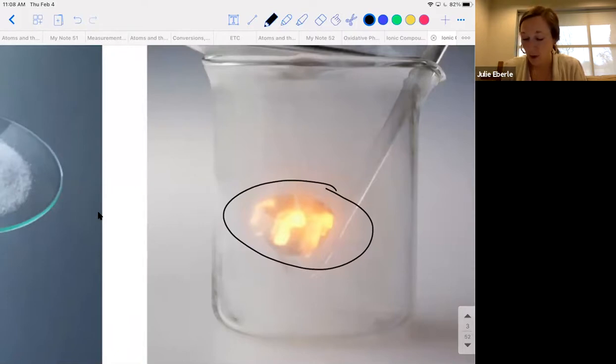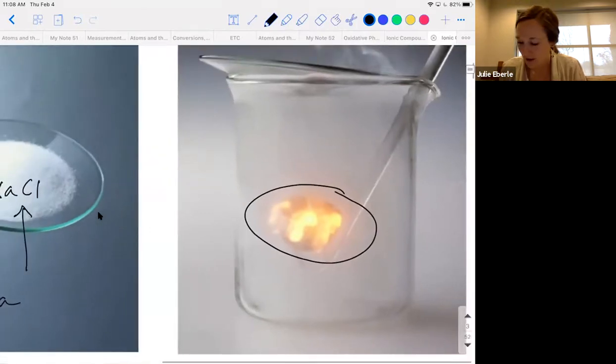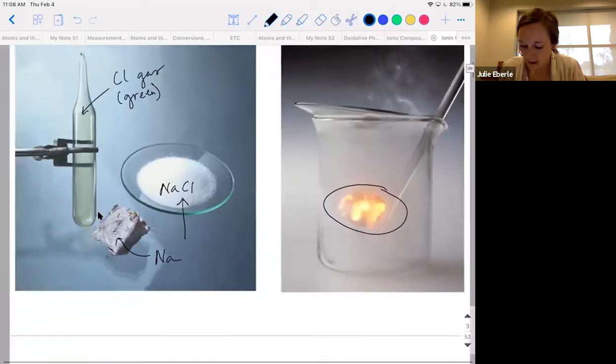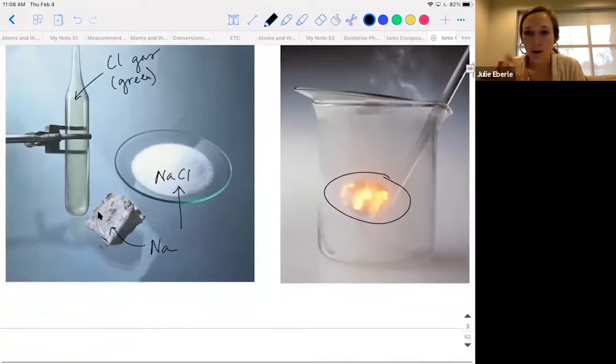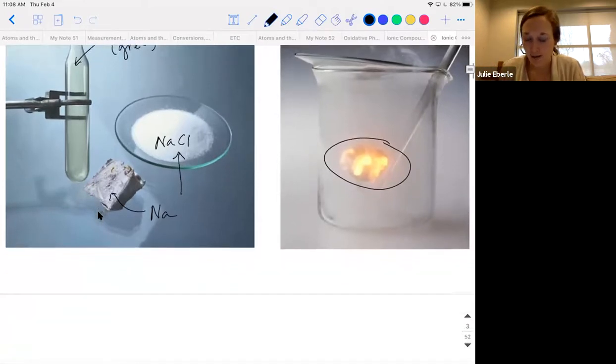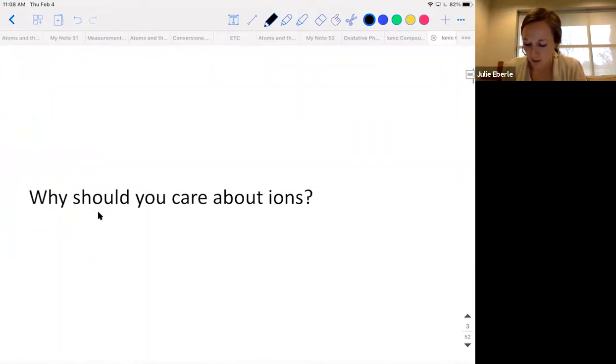Isn't that crazy? When you put those things together, you get fire and smoke and all kinds of fun stuff. And then guess what? You make something that you can eat, okay? So that's the reaction of sodium and chlorine. And sometimes the trading of electrons is such a favorable thing that it gives off all this energy and you form a compound that's very stable, okay? All right, so we're gonna talk about ions.